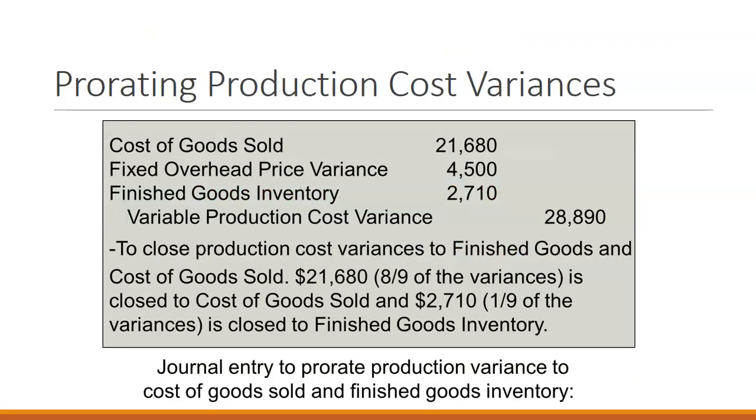If we were going to prorate those, in this example, they choose finished goods and cost of goods sold to prorate those amounts to. So they're not going to prorate any to work in process inventory in this example. So they close the majority to cost of goods sold and do 1/9 to finished goods inventory. So this is just an example of prorating a production variance. Companies can choose how they would like to prorate those on their own.